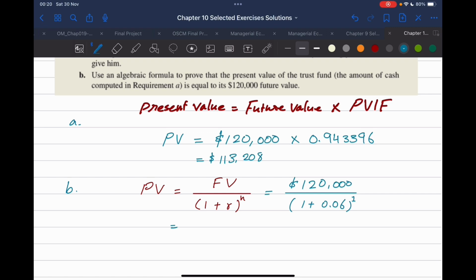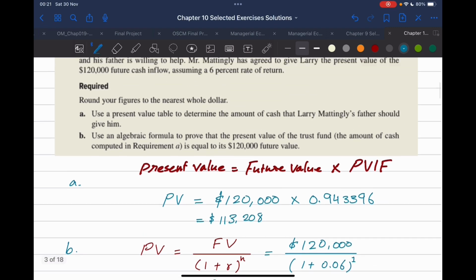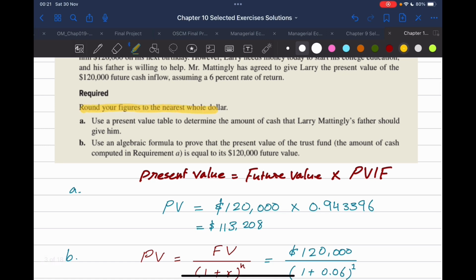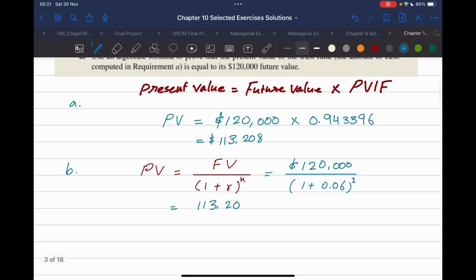That would be, on the calculator, $120,000 divided by, open a bracket, 1 plus 0.06, or you could just write that as 1.06 right away. Doesn't make a difference. And the answer I'm getting, again, is 113,207.54, and the question, if you remember, said that we need to round all of our figures to the nearest dollar. So I'm going to round up to $113,208, which is exactly the answer we got from the first part.